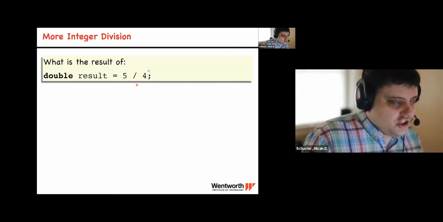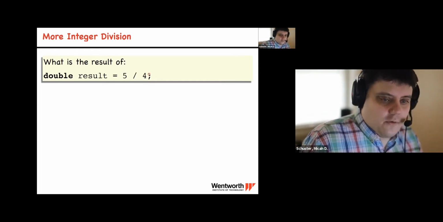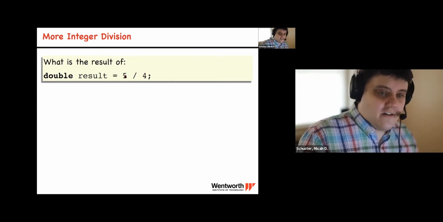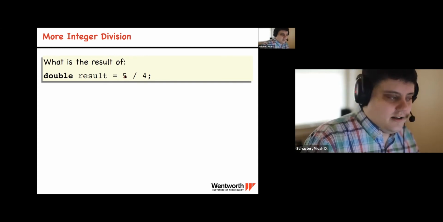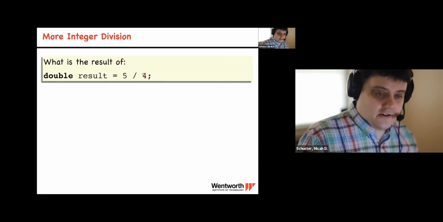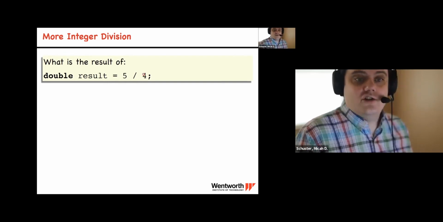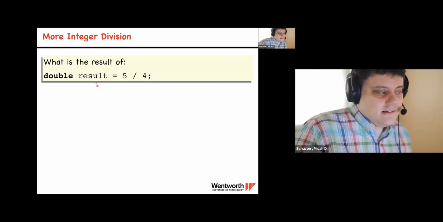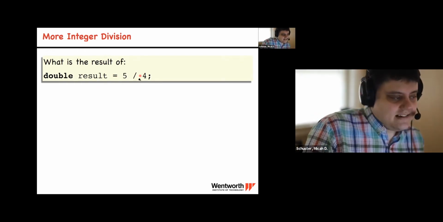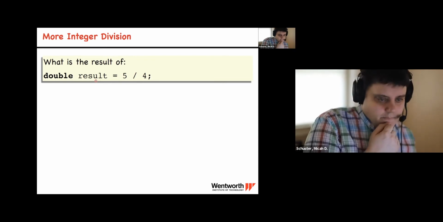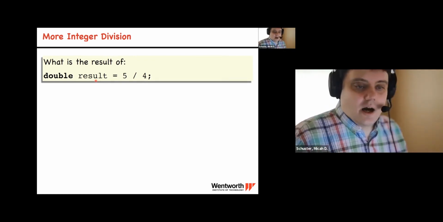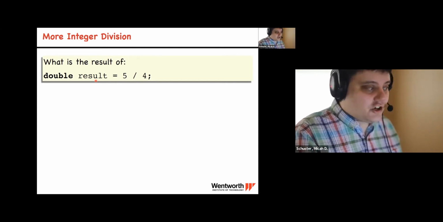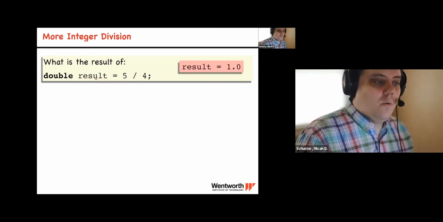So just look at the 5 divided by 4 first. 2 integers, a division, 4 goes into 5 one time with a remainder of 1. So this value is actually 1. There's a 1 on the right-hand side, and it's an integer. When I save it into result by applying the equals, it turns it into a double. So we go from integer to double. Well, a 1 integer as a double is just 1.0.